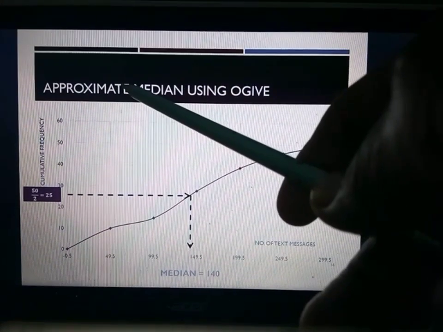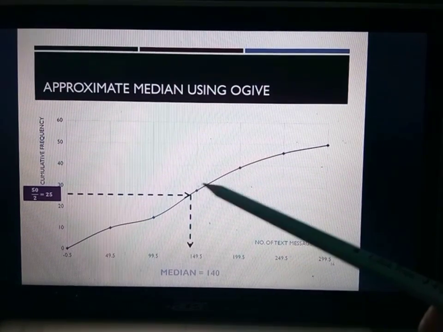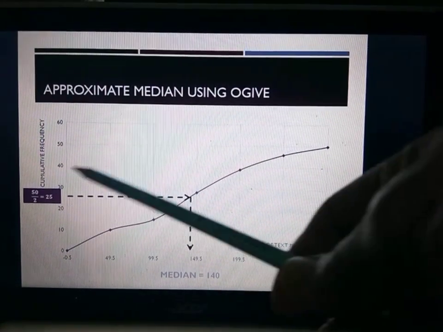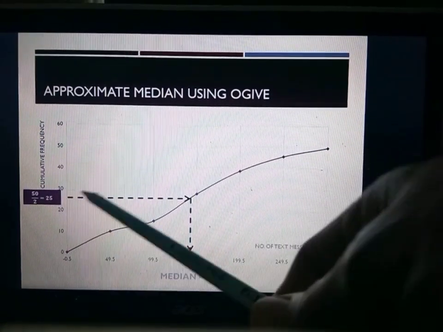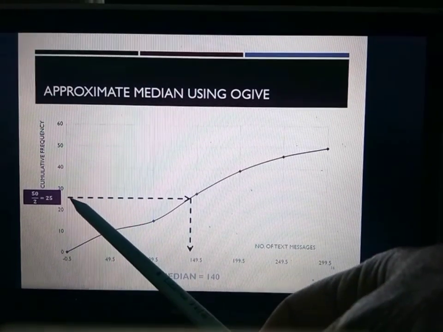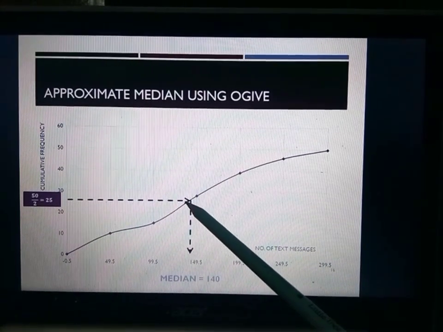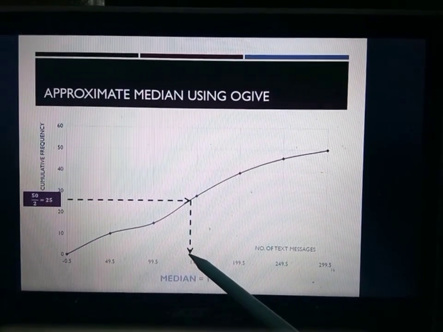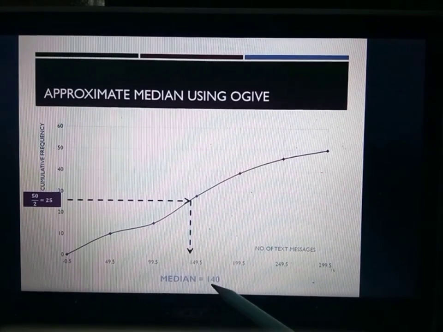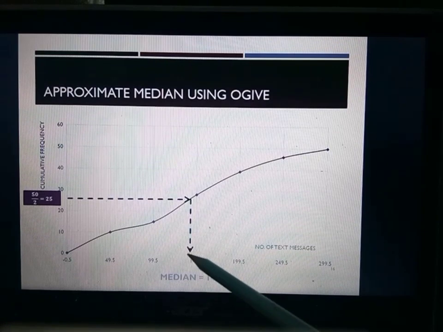If we were to approximate the median using ogive, from the ogive that we plot on the y and x axis, we refer to the median formula. N over 2 is 25. So 25 is on the y-axis. Now refer to the respective value on the x-axis for 25. If we refer to the x-axis, the value falls on 140. So this is the median of the group data using ogive.